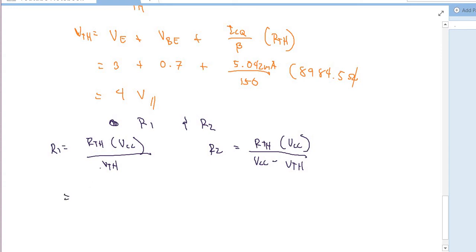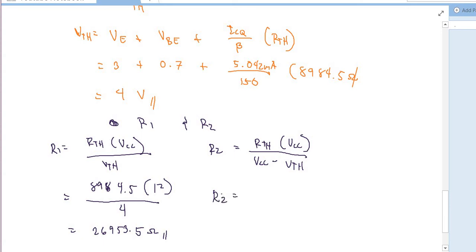So I'm going to plug in the values to find R1: 8984.5, and then 12, and then the VTH would be 4. And then the result would be 26953.5 ohms. You'll do the same thing here, it's just that you will use VCC minus VTH, and if you plug it into the calculator, I leave the rest up to you. It would be 13476.8 ohms. I rounded it off.